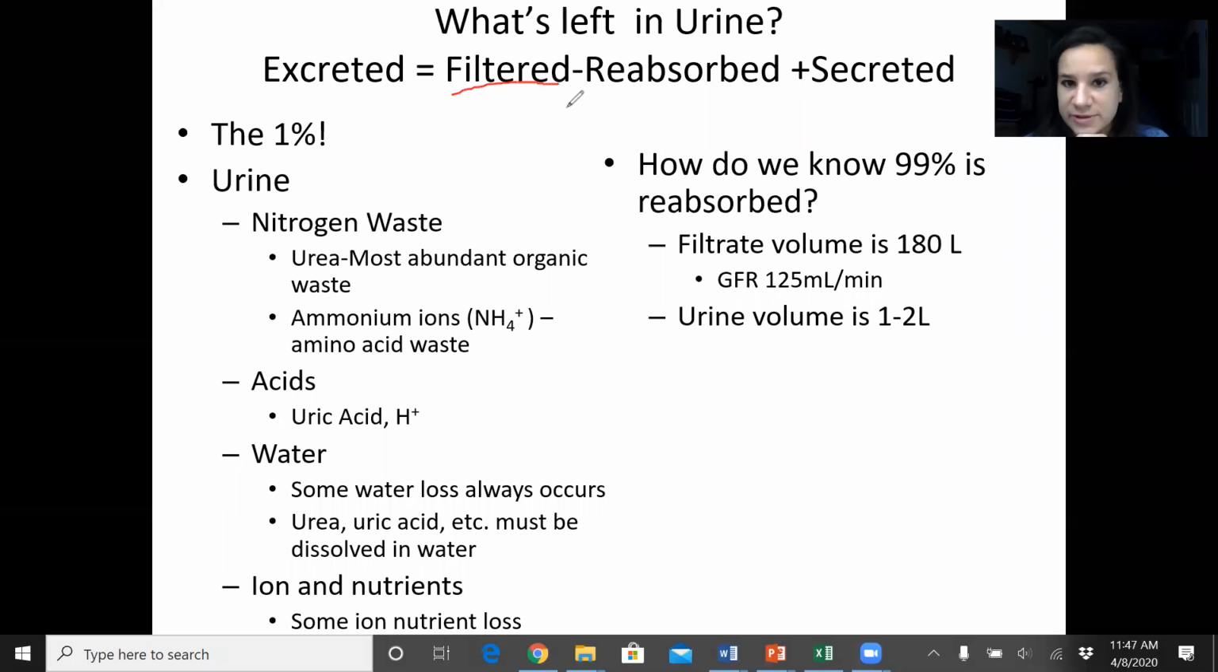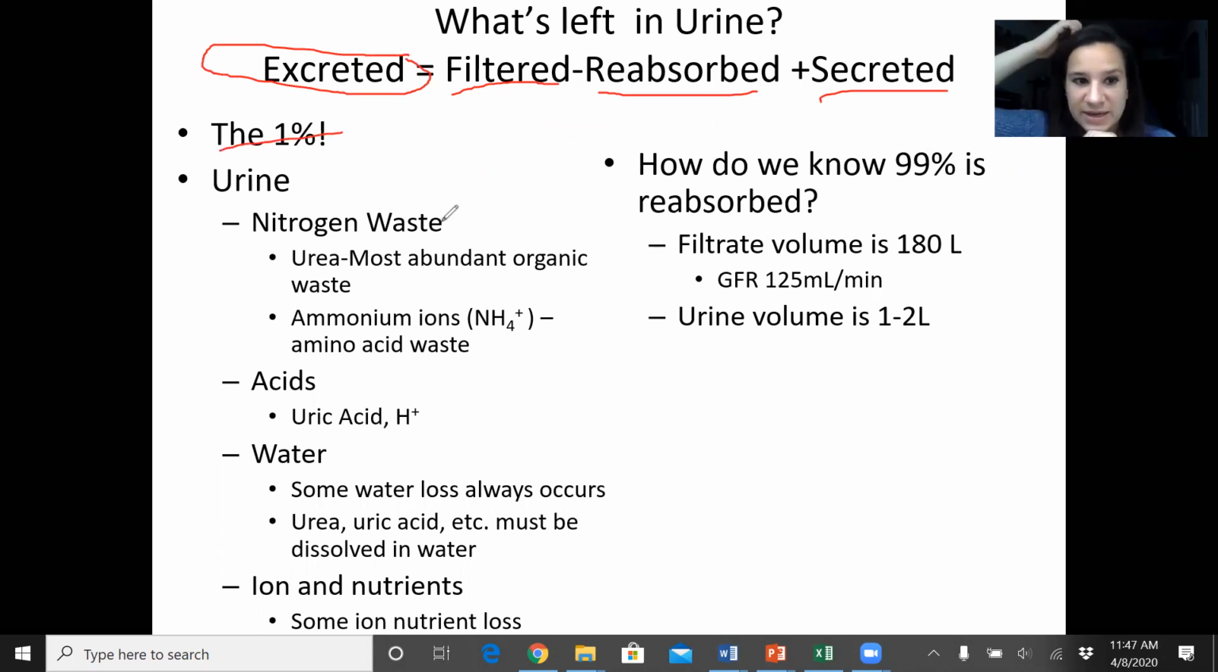Okay, so what is filtered out at the filtration membrane minus what is reabsorbed, and then we have to add in what's secreted, and that is going to give us our equation for what is excreted. So we say this is the 1% because this is about the amount of your fluid volume that you're going to lose per day, right?